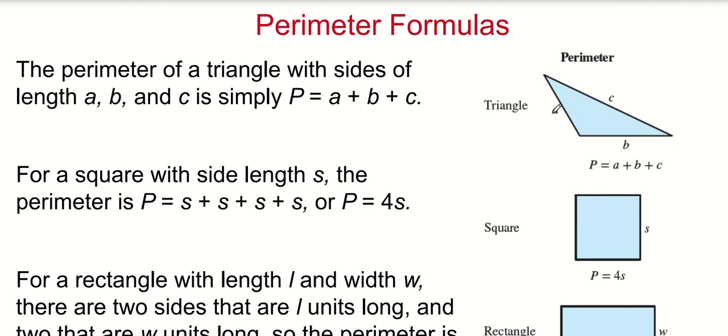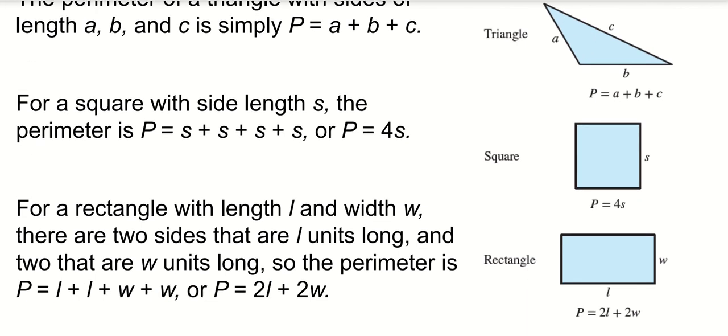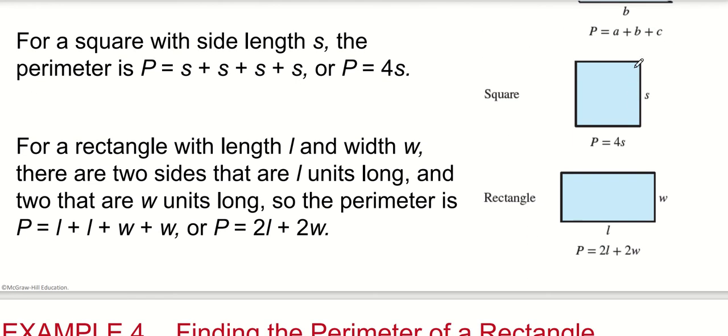In a triangle, if we have sides A, B, and C, the perimeter is just A plus B plus C. If we had a square, notice that all of the sides would have the same length. If I call that common length S, then it's just S plus S plus S plus S, which we can write more compactly as 4 times S. So the perimeter for a square is 4 times the side length.